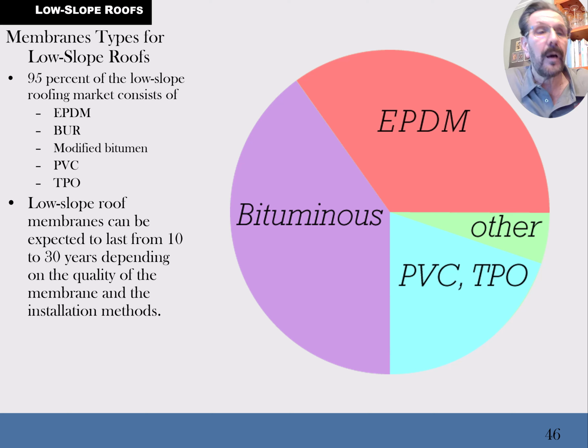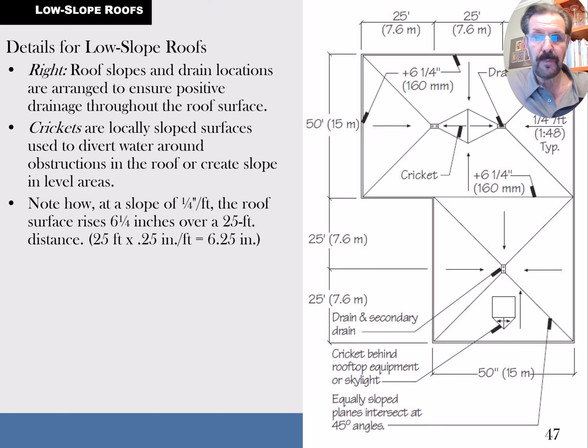But the features and the cost coming down for the single-ply roofing materials, whether they be EPDM on the thermoset side or PVC and TPO on the thermoplastic side, they're competing, and they're taking more market share all the time, and they last longer.